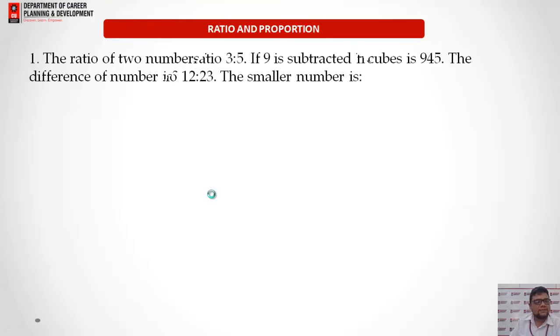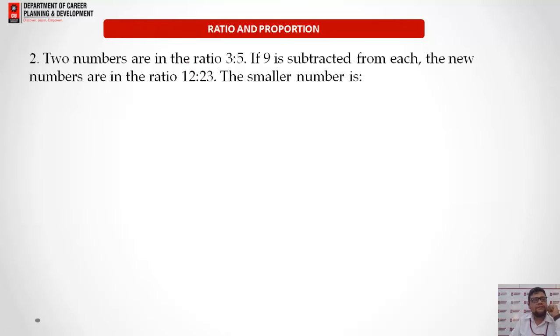Okay. Now let us see one more question. Question number 2. Question number 2 is, two numbers are in the ratio of 3 is to 5. Again let the numbers be A is to B, given in the ratio of 3:5.